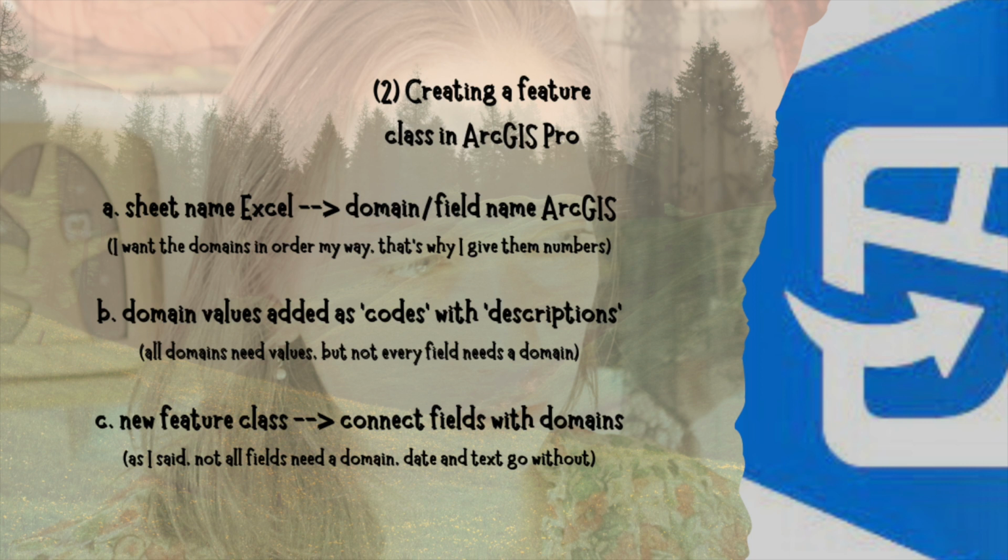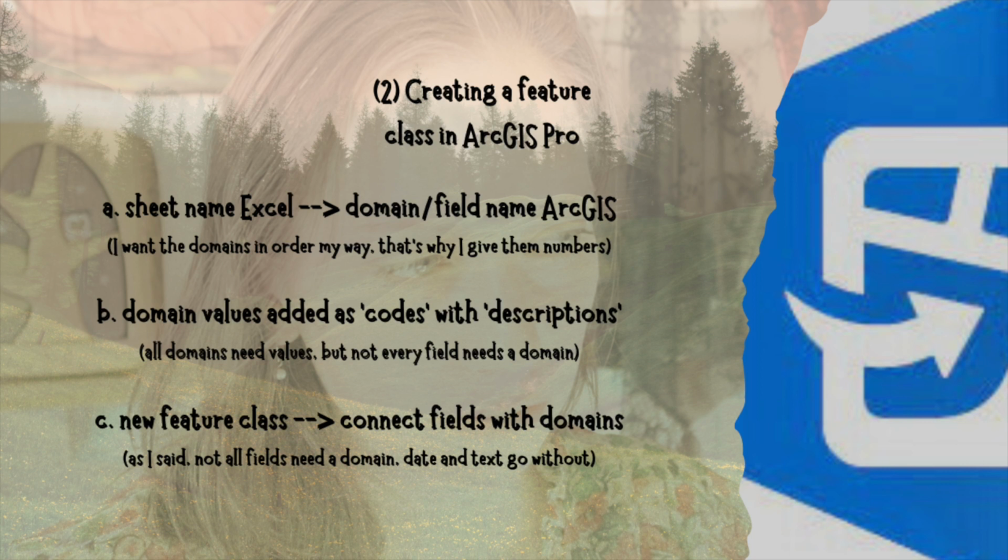In step 2, we are going to create a feature class in ArcGIS Pro. Usually creating a feature class in Pro doesn't take too much when we're just looking to create a feature class with geometry. However, now we do want to attach drop-down menus, our domains, to that feature class. And that means that we will have to transfer all the information that we planned in Excel to domains and fields in ArcGIS.